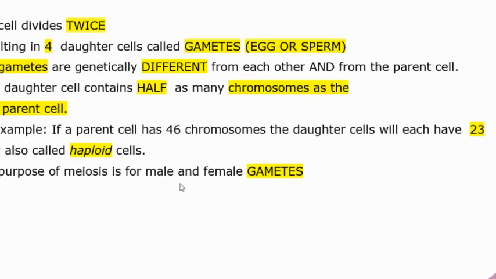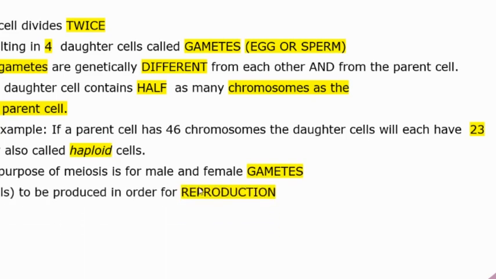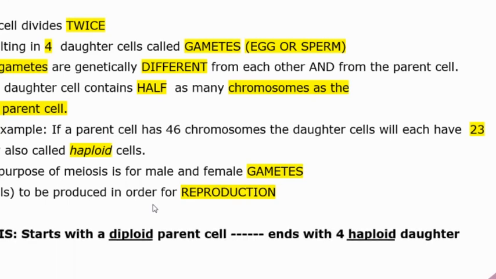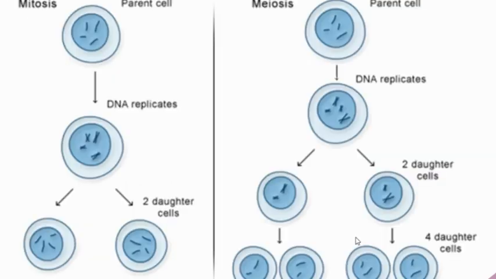The purpose of meiosis is for male and female gametes to be produced in order for reproduction. That is really the only purpose. And it is done in the reproductive organs, so the ovaries for women and the testicles for men. And so that's it. We result with four haploid daughter cells.